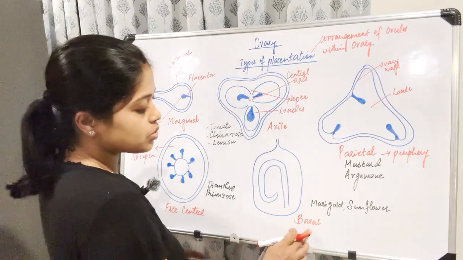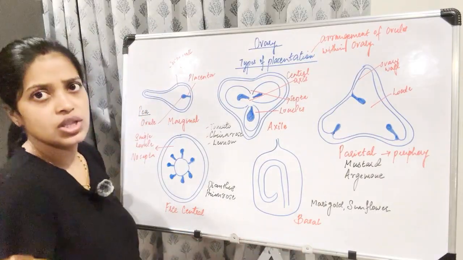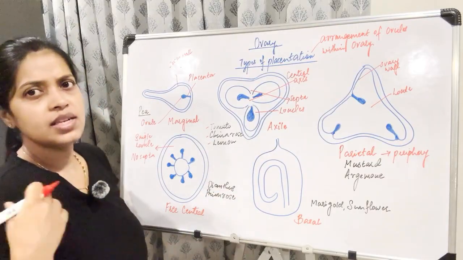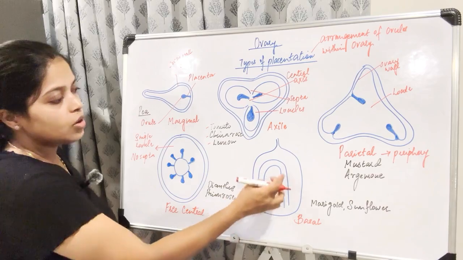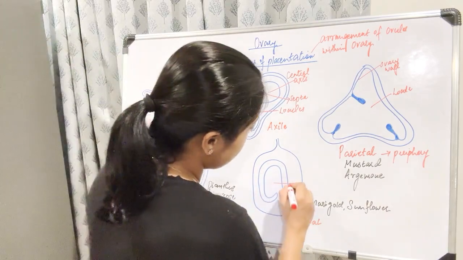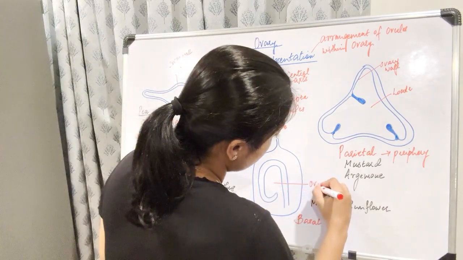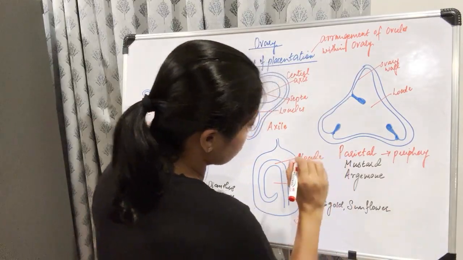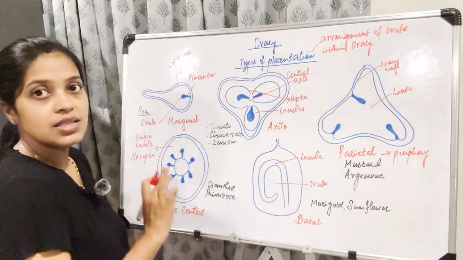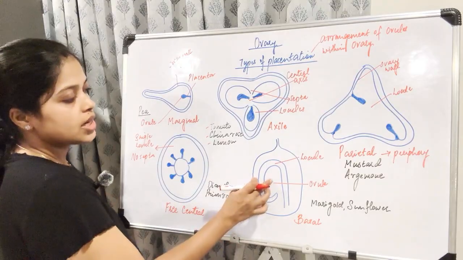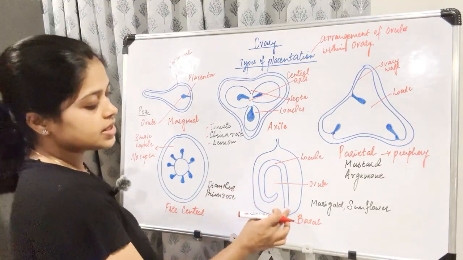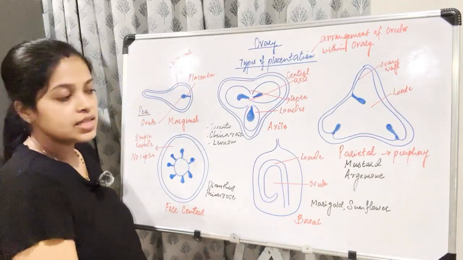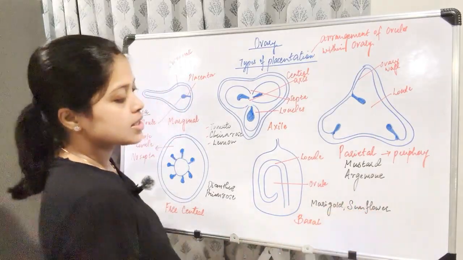And we have the last one, the basal placentation, the simplest one. This generally occurs in the monocarpellary condition. There is a single carpel and the ovule is present at the base. So this is your ovule and this is the locule. There is a single locule. Basal is the simplest one. There is a single ovule present at the base, and the examples are marigold or sunflower.